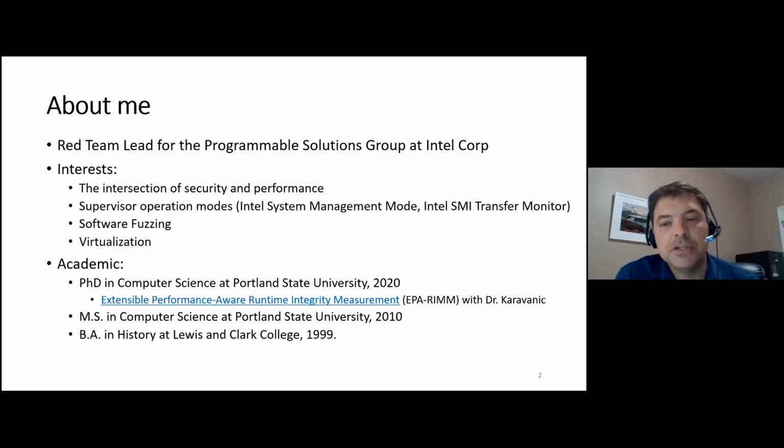And along the way, we published several papers on performance aspects of this, as well as the security architecture of what we built. I also did my master's in computer science at Portland State. And before that, I actually was doing history at Lewis and Clark College here in Portland. And I did a little bit of a career change going from history to computer science once I took a little bit of a look at the job market.